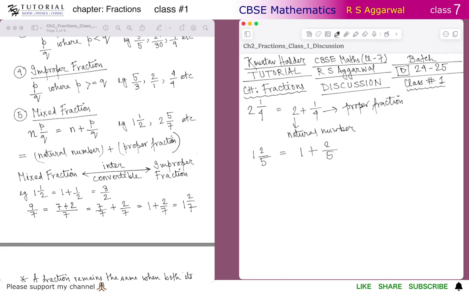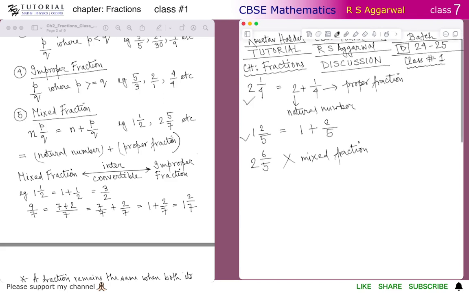So for example 2 upon 6 by 5, this is not a proper fraction. This is not a mixed fraction because 6 by 5 is not a proper fraction. 6 by 5 is an improper fraction. So 2 upon 6 by 5 is not a mixed fraction. But these are all mixed fractions.